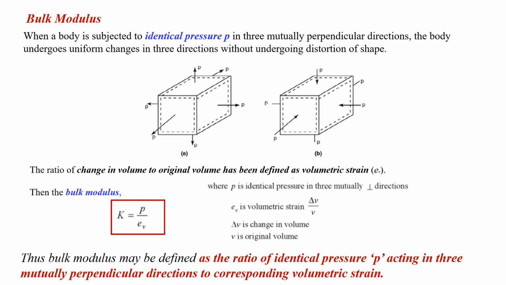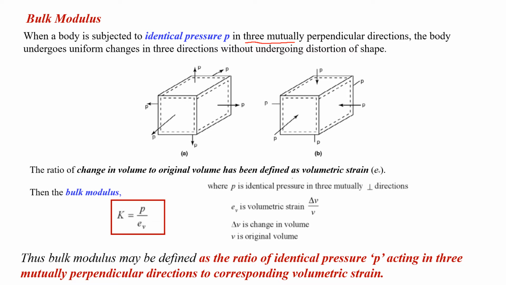Now we can see the next elastic constant. We have already seen two elastic constants, the modulus of elasticity or Young's modulus, then the modulus of rigidity or shear modulus. Here the third elastic constant is the bulk modulus, the ratio of uniform pressure applied in three mutually perpendicular directions to the volumetric strain. When a body is subjected to identical pressure P acting in three mutually perpendicular directions, the body undergoes uniform changes in three directions without distortion of shape. That is, the shear deformation is not taken into account.